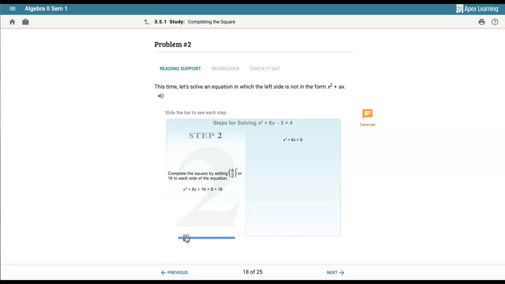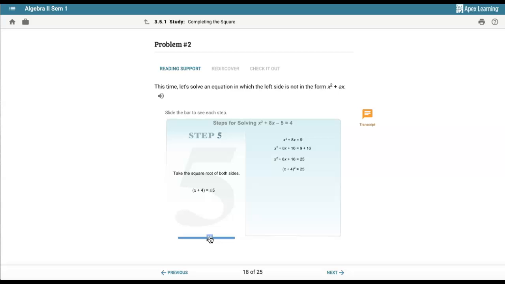Now we look at that b value. So 8 divided by 2 is 4. 4 squared is 16. So we got to add 16 to both sides. All right, add 16 to both sides. Then we're going to simplify. So x squared plus 8x plus 16 equals 25. All right, so factoring the left-hand side, that's x plus 4 squared, still equal to 25.